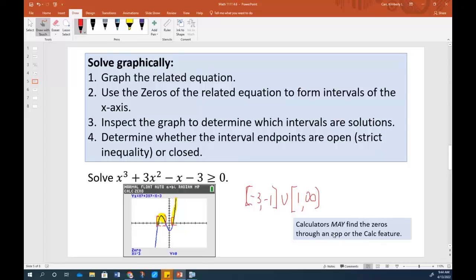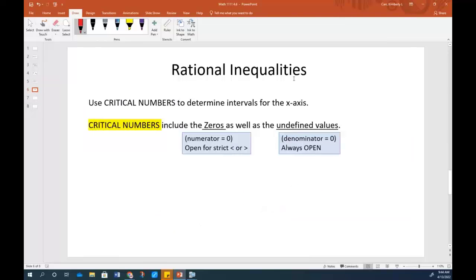So occasionally, you might have to say, well, I'm going to have to go solve this by hand and factor this. And this would have factored by grouping. But so this is how to use the graph. Most people really like this way to do it. But again, it does have some limitations if you don't have nice, pretty little zeros. When we're dealing with rational inequalities, we actually have to deal with more than just the zeros.